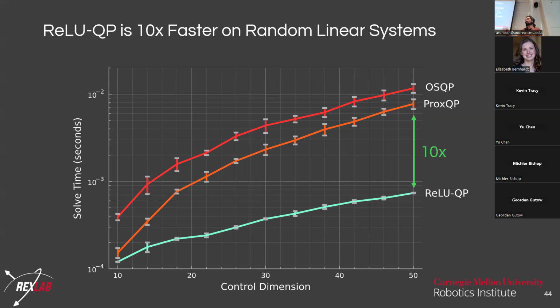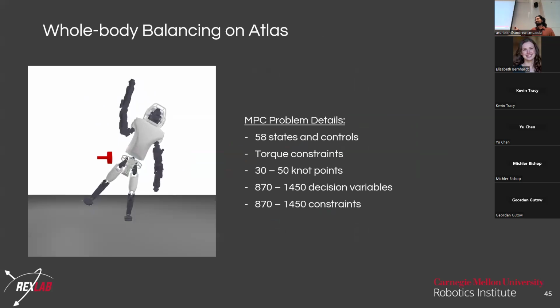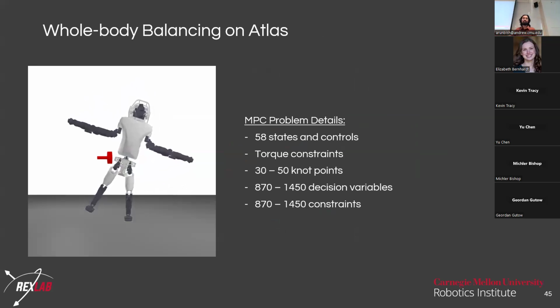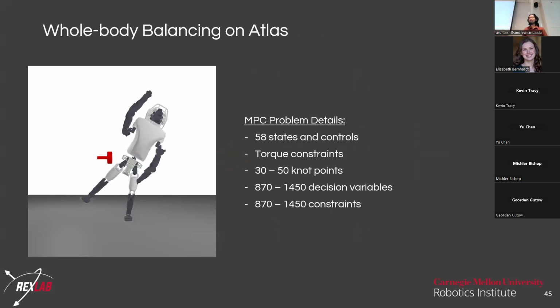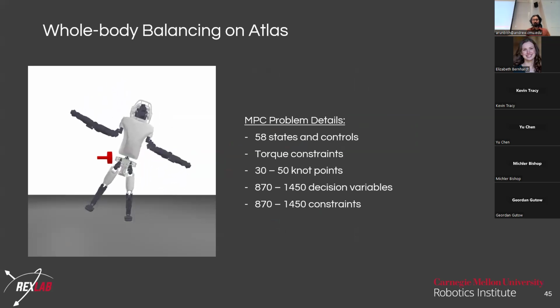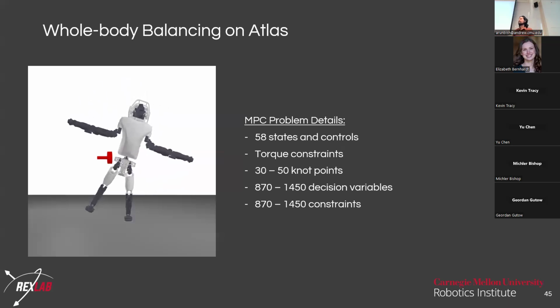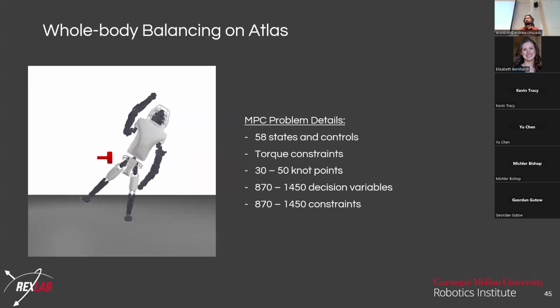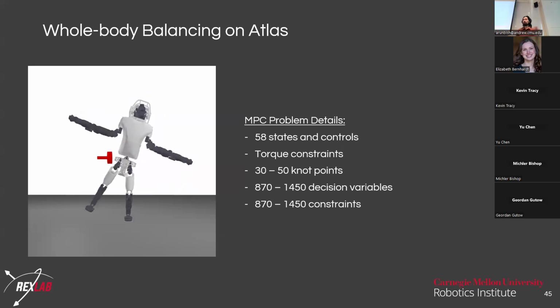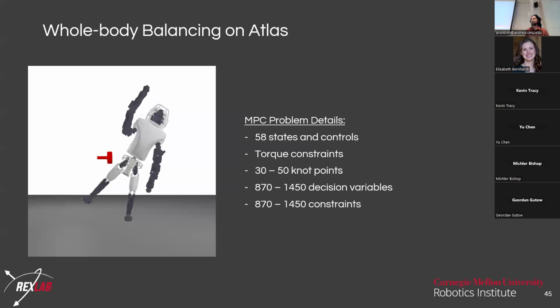Let's get to actual whole body control. To do that, we just tossed it on a whole body Atlas model where we're balancing on one foot subject to getting pushed. And you can see that from this trajectory, we have all 58 states and controls. We're using the arms, we're using the inertias, we have the torque constraints in, and we're solving for 3 different horizons: 30, 40, and 50 knot points, so between 0.3 and 0.5 seconds. And this corresponds to really big problems with about 900 to 1,500 decision variables and constraints.